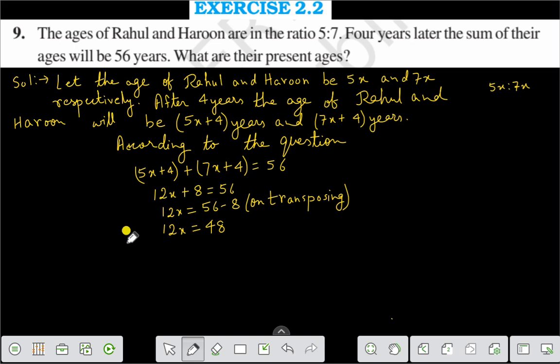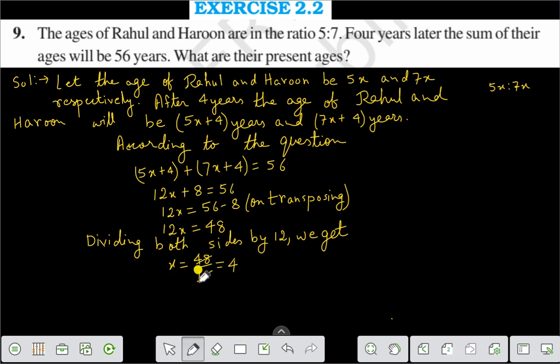Dividing both sides by 12, we get 12 by 12 x is equal to 48 by 12, that is 4. Therefore we got x is equal to 4, right?